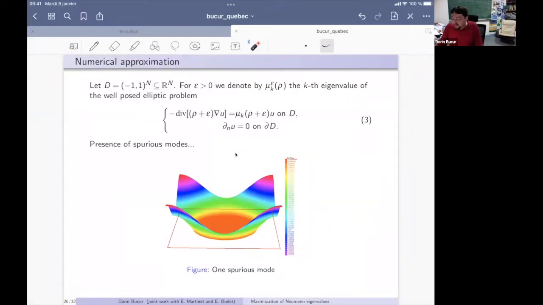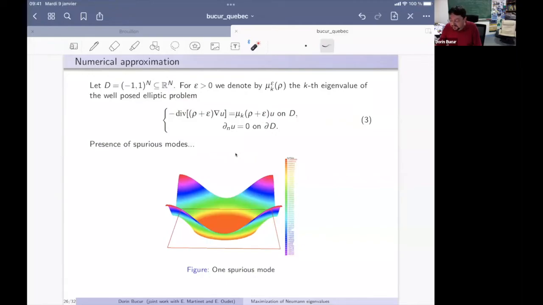So you see, we want to maximize mu_k of rho, but mu_k of rho is not an eigenvalue of a well-posed elliptic problem. And the first natural question is, can we approach them by some numerical tools where you have to solve well-posed elliptic problems? The first guess is to regularize the density a little bit by adding epsilon here and there on a bounded box D, a rectangle, so that you transform the problem into a well-posed elliptic problem. And then you solve this eigenvalue problem, and you push epsilon to 0. And a very bad result occurs.